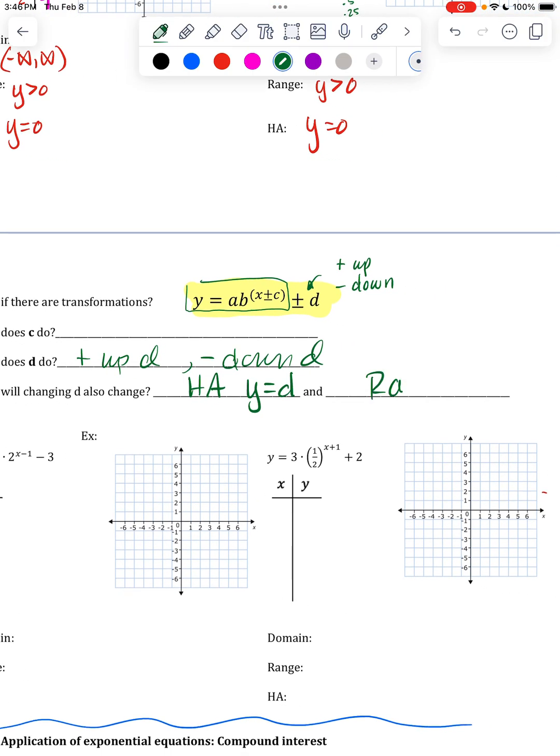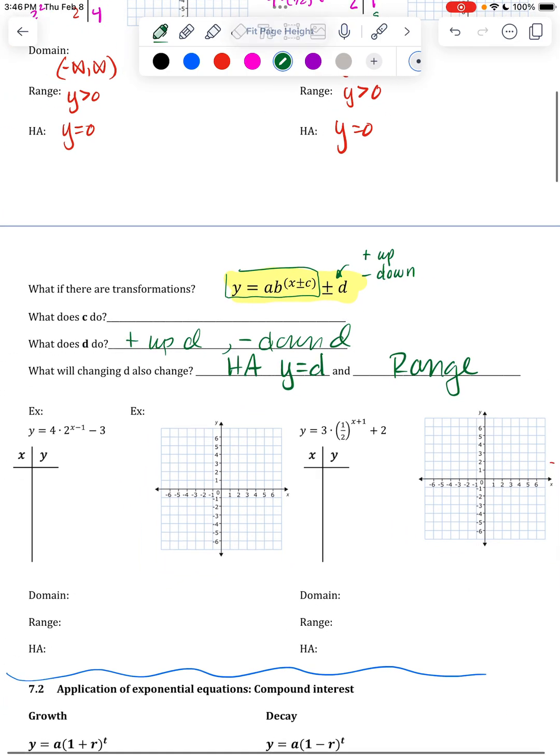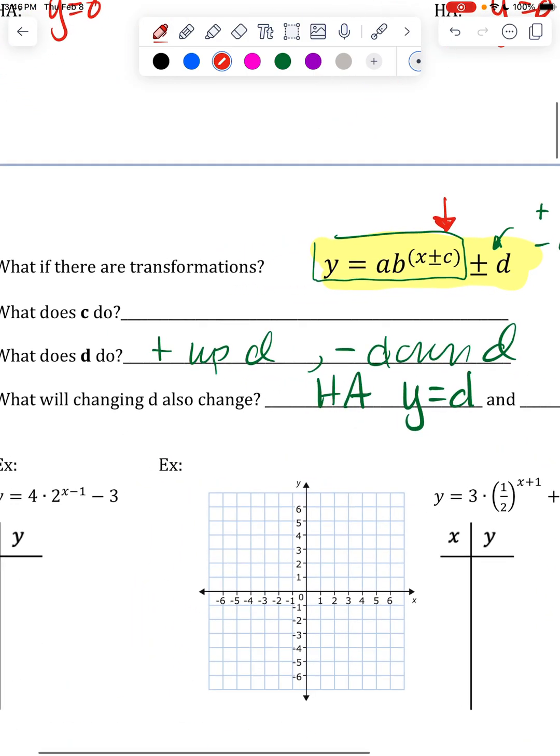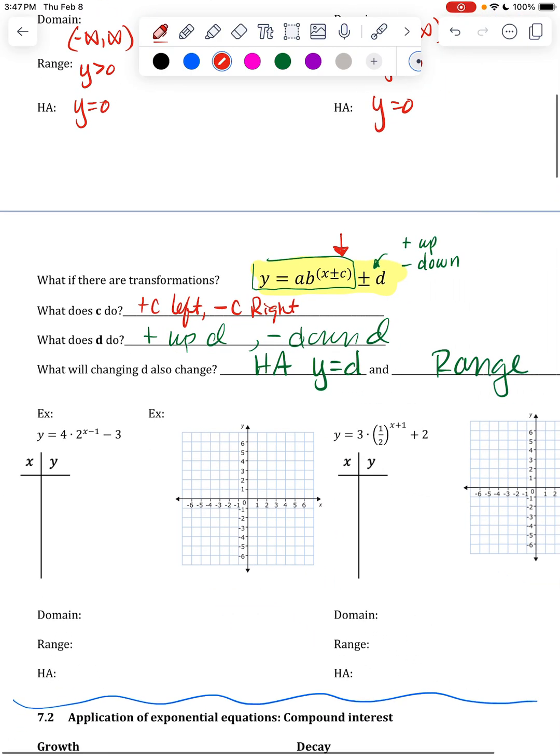And that's going to impact the range because the range and the horizontal asymptote are going to be based on the same number. In our past experience, the things that are happening inside with the X are left, right, and they always do the opposite of what you expect. So a positive C actually moves it to the left, and a minus C actually moves it to the right, which is the same as we saw with parabolas, absolute value graphs, every single thing we've done.